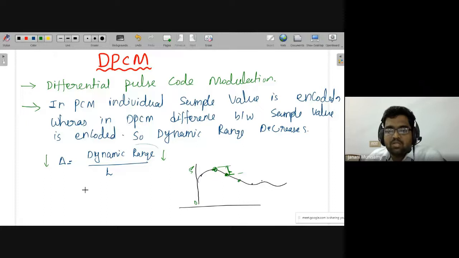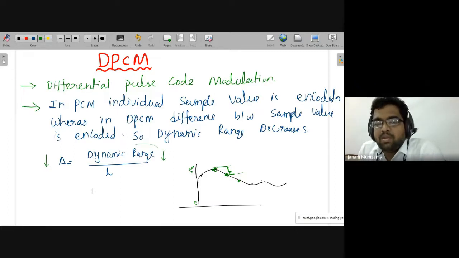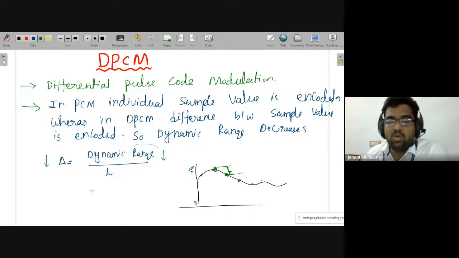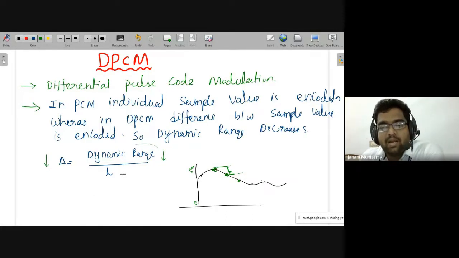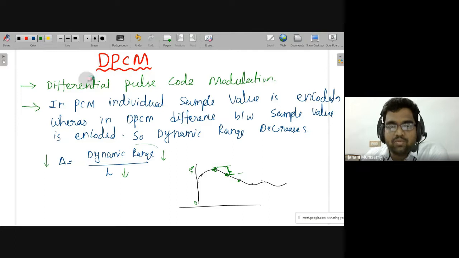ஏற்கனவே பார்த்துருக்கோம், once if you reduce step size, the clarity will increase. So once if you go to the DPCM technique, if you apply the DPCM technique, automatically the clarity may increase, or otherwise we can also do one thing. Instead of increasing the clarity, I can reduce the number of levels. Number of level I can reduce further.